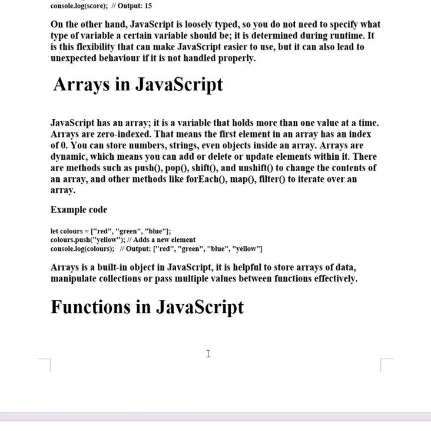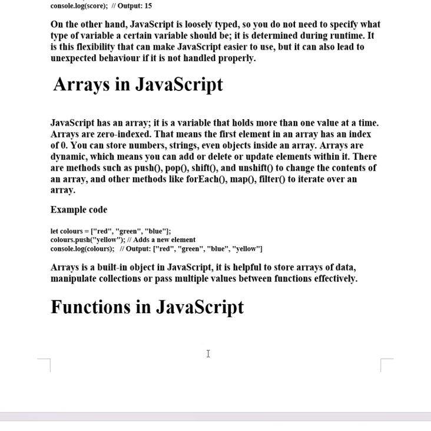There are methods such as push, pop, shift, and unshift to change the contents of an array, and other methods like forEach, map, and filter to iterate over an array. Array is a built-in object in JavaScript. It is helpful to store arrays of data, manipulate collections, or pass multiple values between functions effectively.